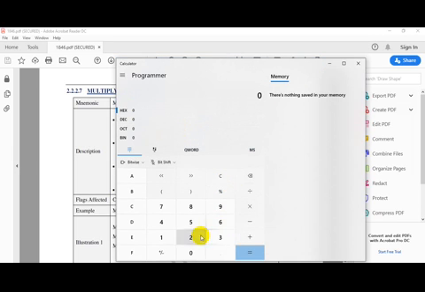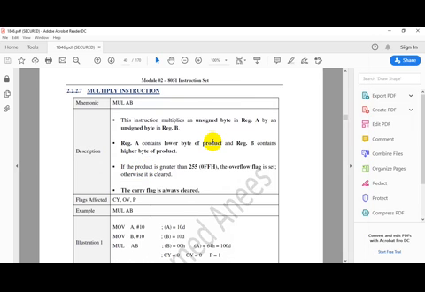For example, if I am multiplying say FF into FF, I will copy FF into register A and FF into register B. So the result I will get is FE01. So 01 is the lower byte of the product and FE is the higher byte of the product. So the lower byte of the product will be present in accumulator and the higher byte of the product will be present in the register B. That's the meaning of it.